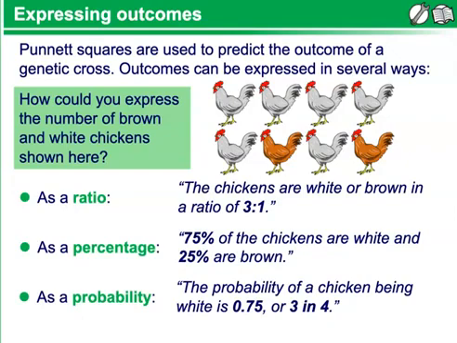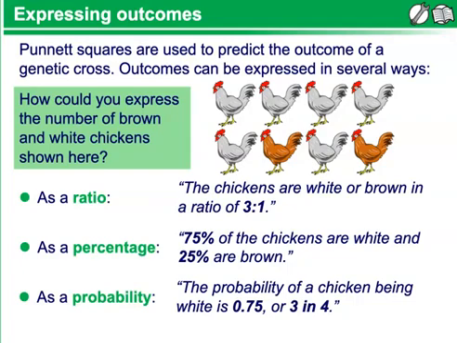Likewise, the percentage of brown chickens is calculated by dividing the number of brown chickens by the total number of chickens and then multiplying by 100. So 2 divided by 8 times 100 equals 25. 25% of the total number of chickens are brown.